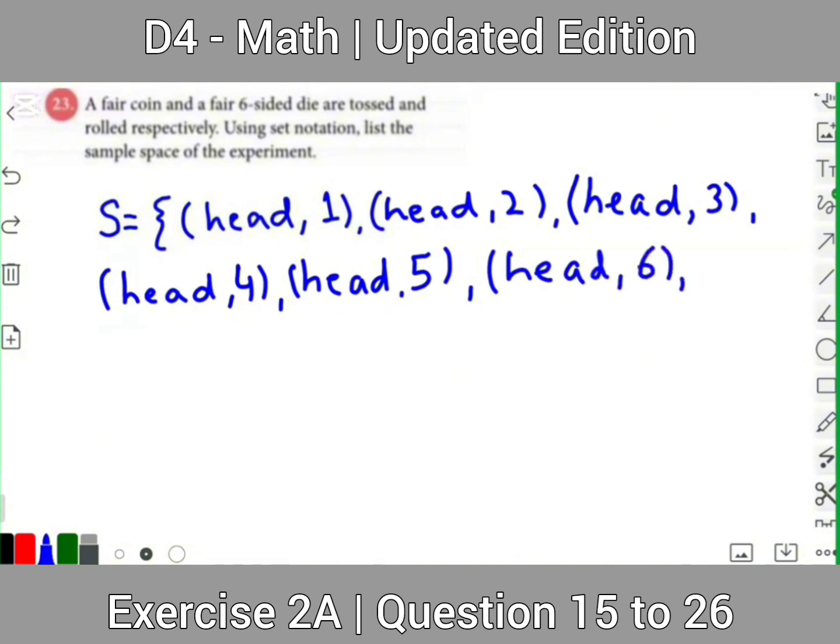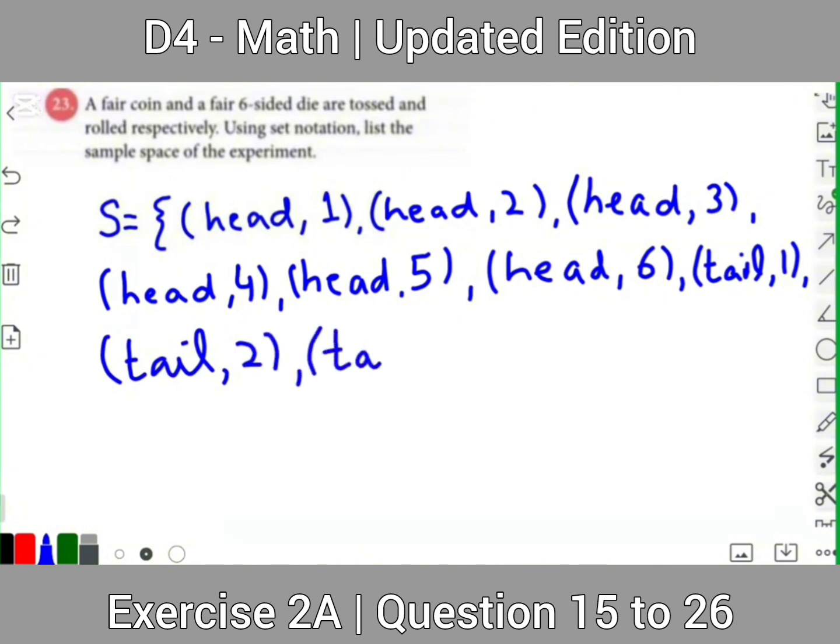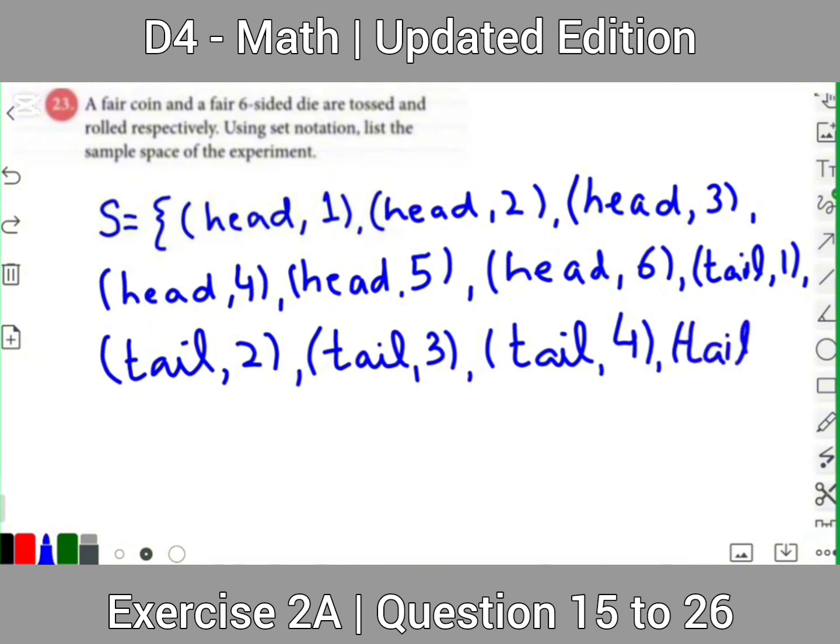The seventh ordered pair is tail 1. The eighth ordered pair is tail 2. The ninth ordered pair is tail 3. The tenth ordered pair is tail 4. The eleventh ordered pair is tail 5. And the twelfth ordered pair is tail 6. So we have 12 ordered pairs in the sample space.